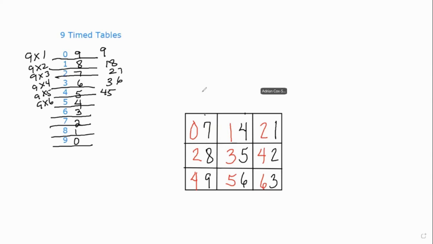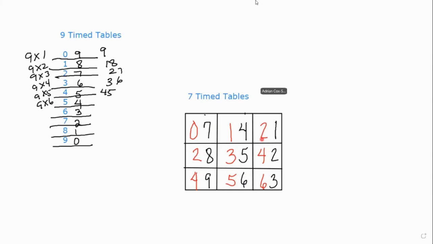Okay, and I'm gonna go back and show you how I know that. So these are the 7 times tables. Let me just go ahead and show you what I did. All right, let me get my spotlight. Okay, so 7 times 1 is 7. 7 times 2 is 14. 7 times 3 is 21. 7 times 4 is 28. 7 times 5 is 35. 7 times 6 is 42. 7 times 7 is 49. 7 times 8 is 56. And 7 times 9 is 63.